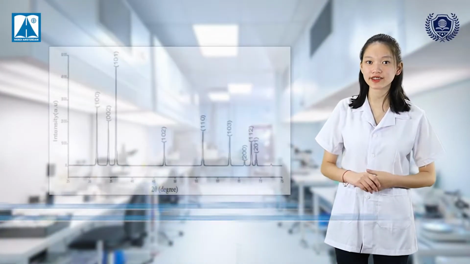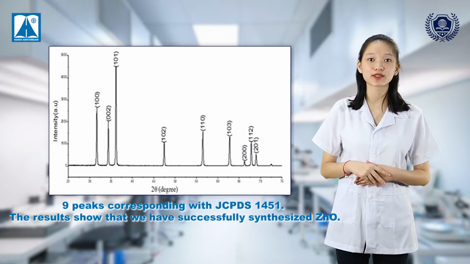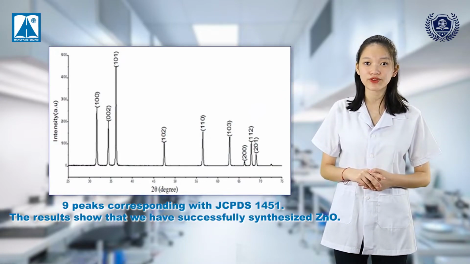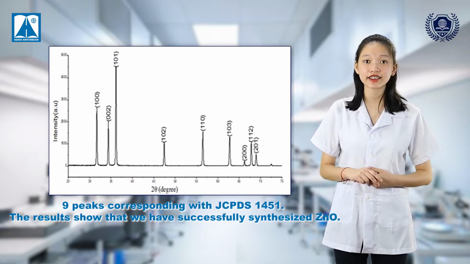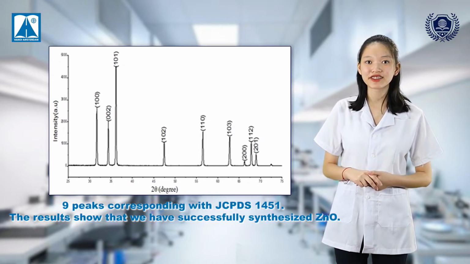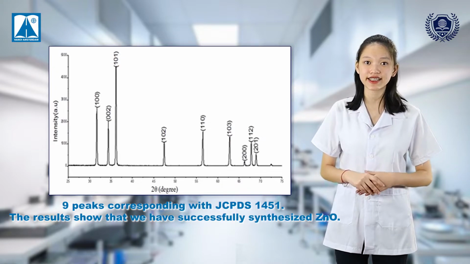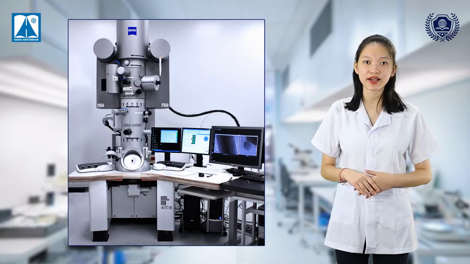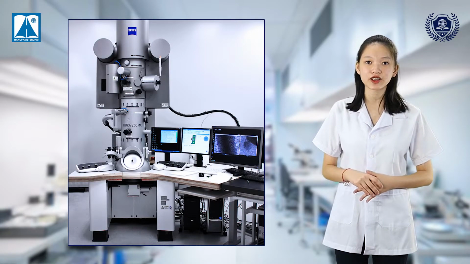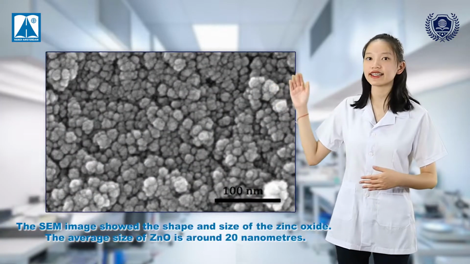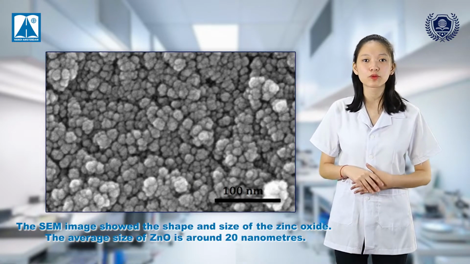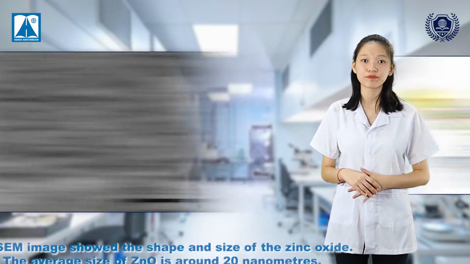Next to our results, this is the X-ray diffraction of zinc oxide, with 9 peaks corresponding with GCPDS 1451. These peaks are clear and sharp with fewer noise signals. The result shows that we have successfully synthesized the zinc oxide. Moreover, the shape and size of the particles are determined by scanning electron microscope. This is the SEM image, which can determine the shape and size of the zinc oxide. Its average size is around 30 nanometers in the shape of a sphere.